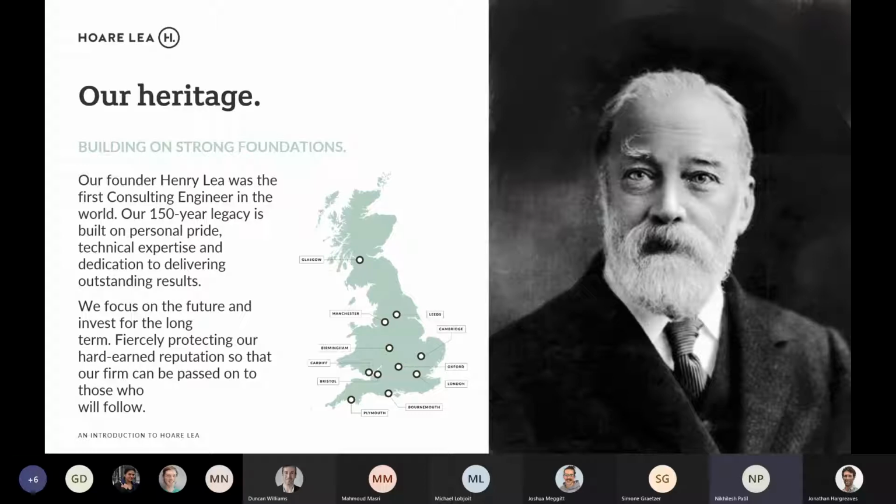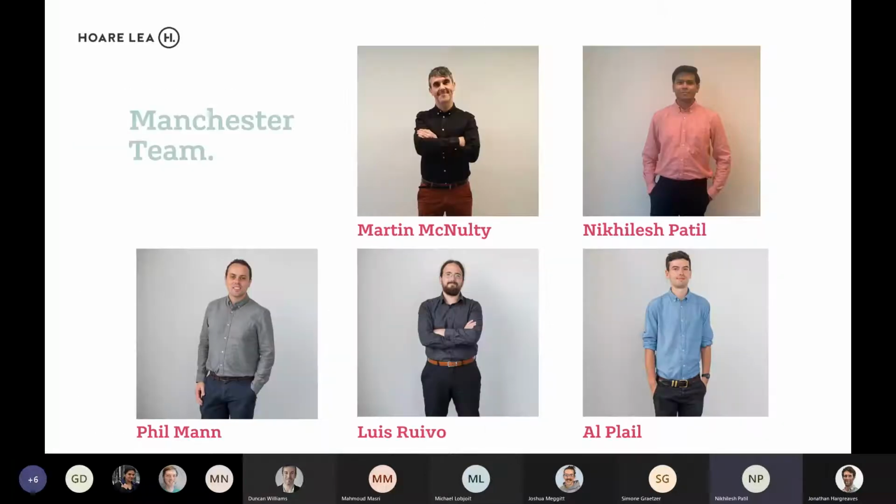So moving on, a brief snapshot of who the people are in the Manchester team. On the top, it's Martin and myself who handle the vibration side of things, and Phil, Luis, and Al are the people who work with the acoustics, but often we work all together because many projects have acoustics and vibration requirements together. As I'll show you later, these can interplay with each other and there are things we need to consider.